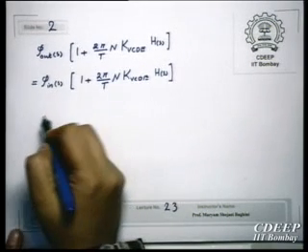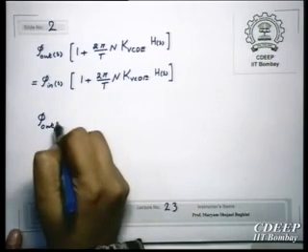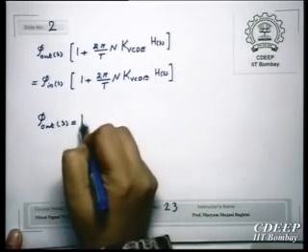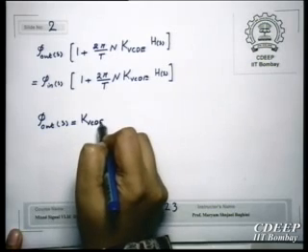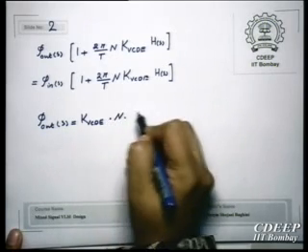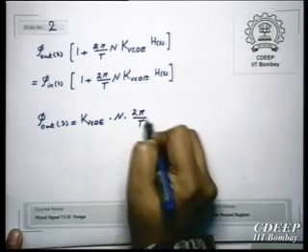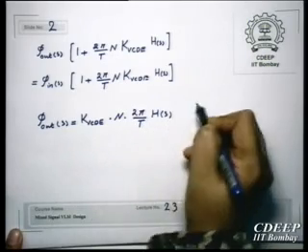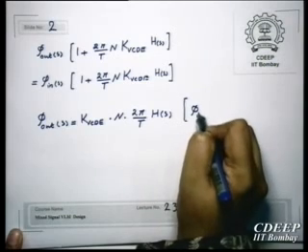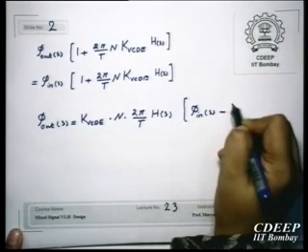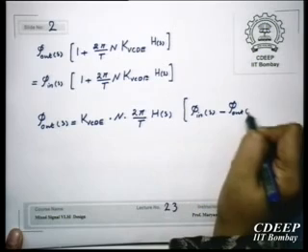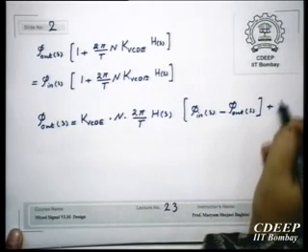See, the original form, is it correct? Is phi out s equal to K VCDE into N 2 pi upon T Hs into phi in s minus phi out s plus phi in s?